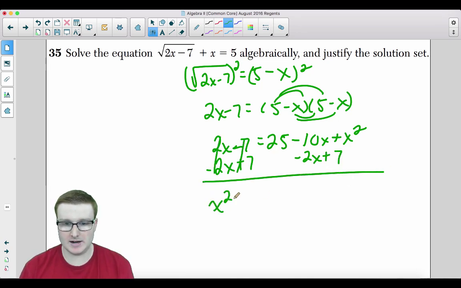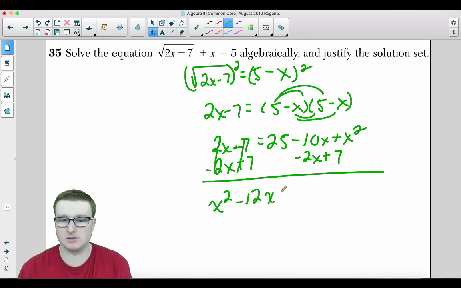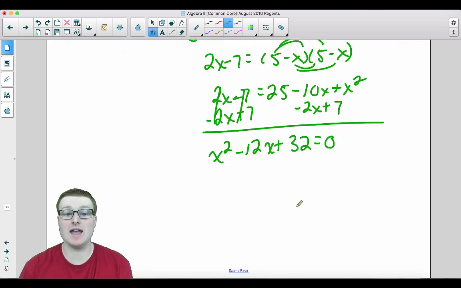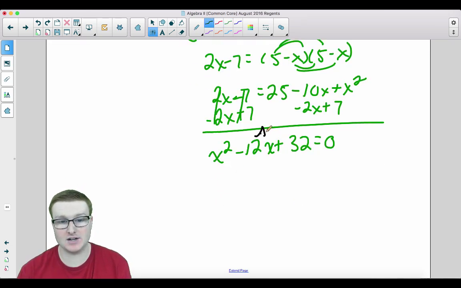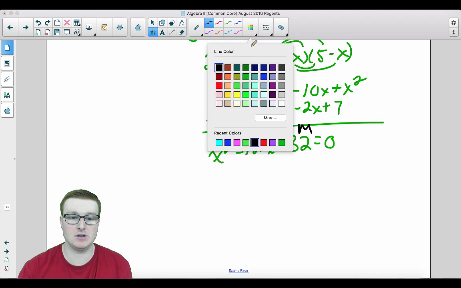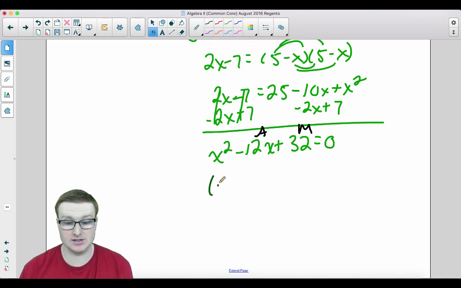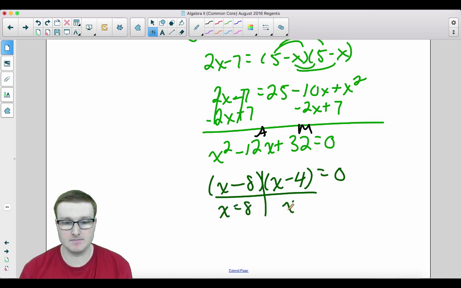So we get x squared minus 12x plus 32. Set that equal to 0 and solve by using the AC method of factoring. What adds to negative 12 and multiplies to give you 32? Well, those numbers are x minus 8 and x minus 4. That'll equal 0. T-bar it up. We get x equals 8, x equals 4.